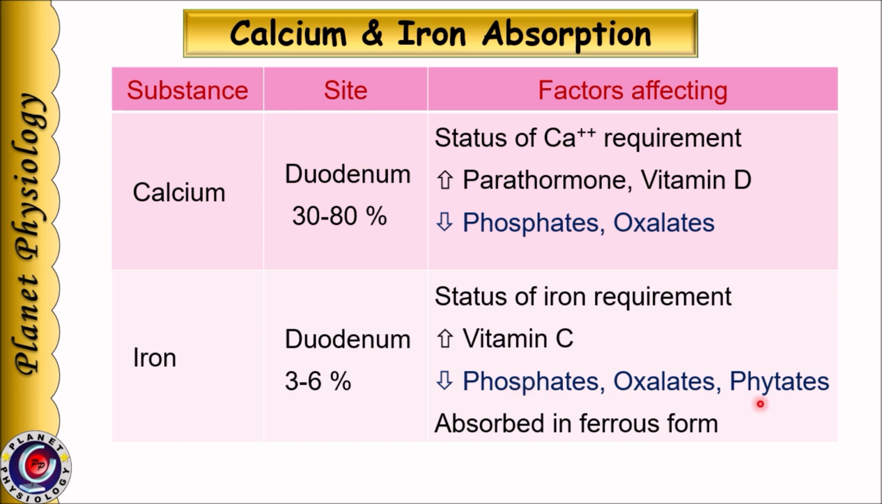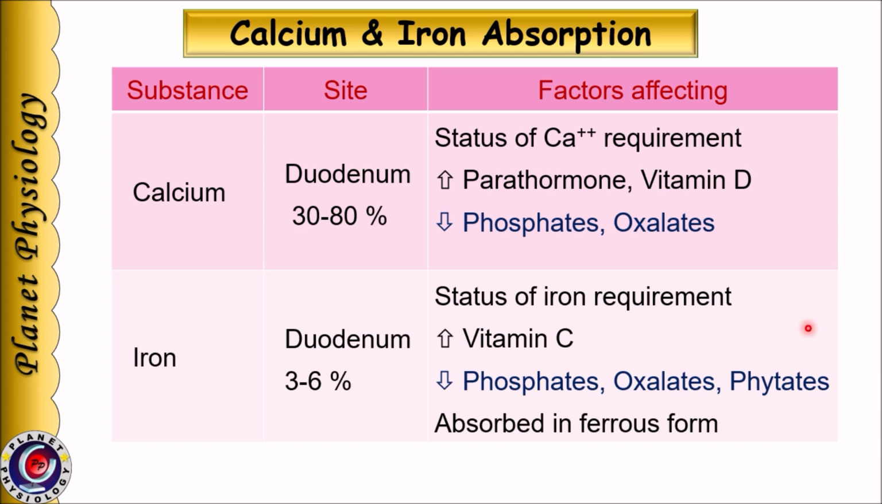The presence of phosphates, oxalates or phytates in food prevents iron absorption. Phytates are mainly present in green leafy vegetables, and to nullify this action of phytates, if we add lemon to the food, iron absorption can be improved. Here we have finished with the process of digestion and absorption of various components in the food.